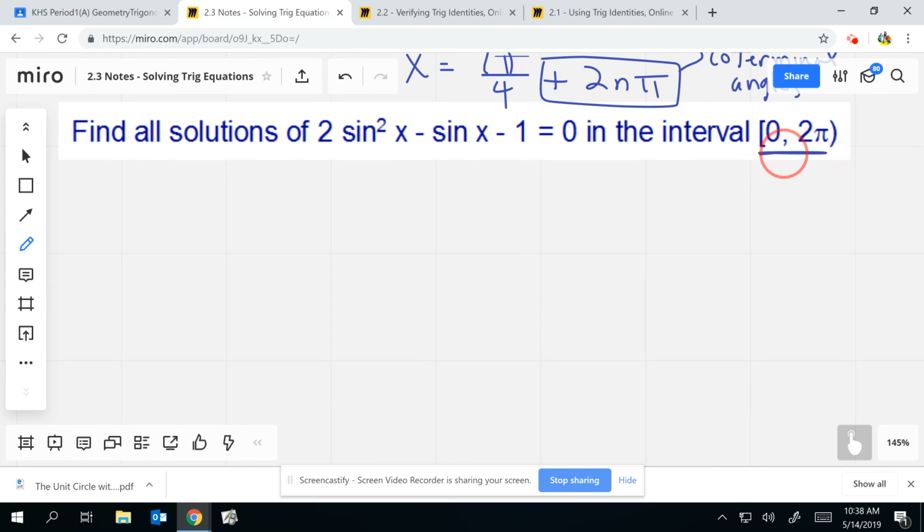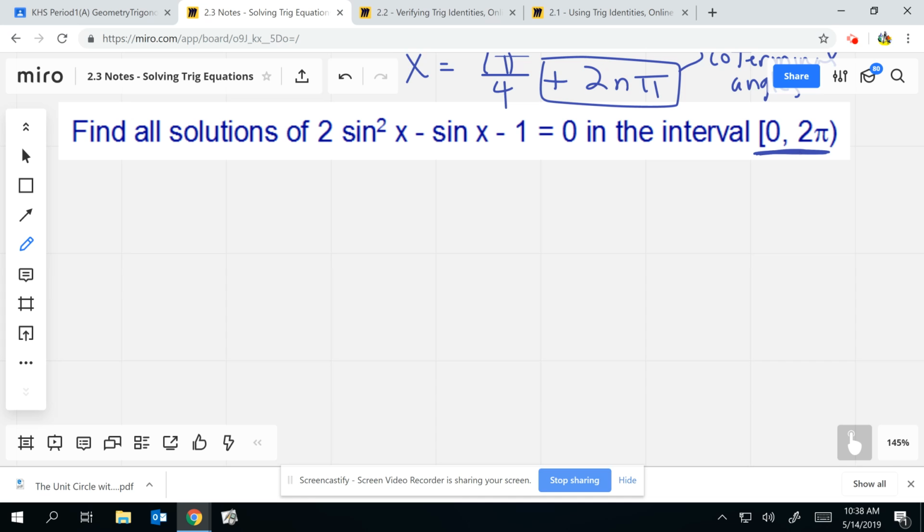Here's an interval. I know that's a weird way to write it with a bracket and then a parenthesis. But what they're trying to tell you there is just look for the answers that are on your chart. You only want to know what solutions you have that are between those two numbers, 0 and 2 pi, which is just your chart answers. So when you solve this, just get the answers from your chart.